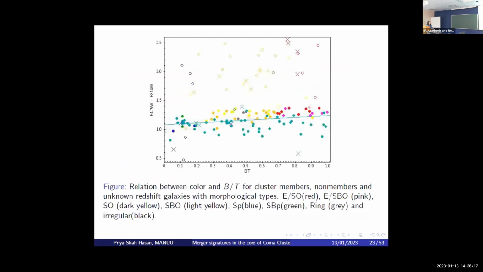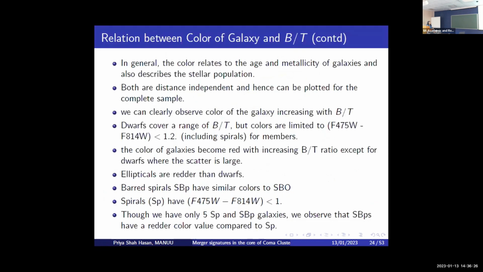And so here you can also see the B by T as a function of color, where you can see that larger B by T is essentially redder in color. And we kind of look for these relationships.